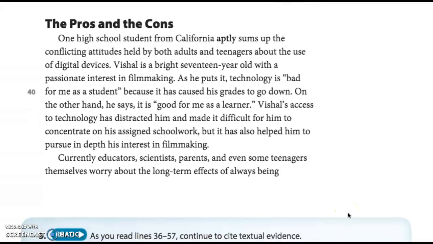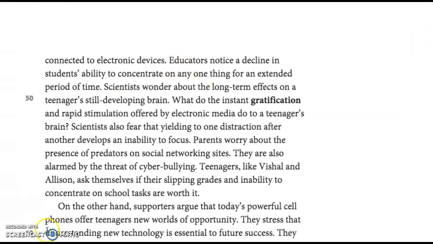Currently, educators, scientists, parents, and even some teenagers themselves worry about the long-term effects of always being connected to electronic devices. Educators notice a decline in students' ability to concentrate on any one thing for an extended period of time. I definitely noticed that. You guys, sometimes it's impossible to get you guys to focus on, let's say, this reading, for example, for an extended period of time or for a long period of time. You guys come up to me and go, oh, Mr. Matthew, I'm bored. This is boring, because you have a constant need to be entertained. All right, so it's hurting your ability to be able to focus on something that might not be entertaining, but is educational.